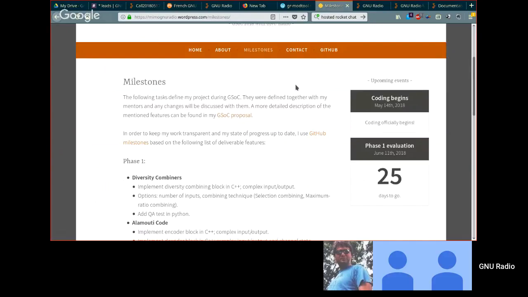I don't know if everyone knows this, but people who get accepted into the GNU Radio org for GSoC are required to update their blogs, or whatever it is, at least once a week. If they don't do that, they actually get penalty points, because we have to be very strict about maintaining a high quality of communication, and also commitment.